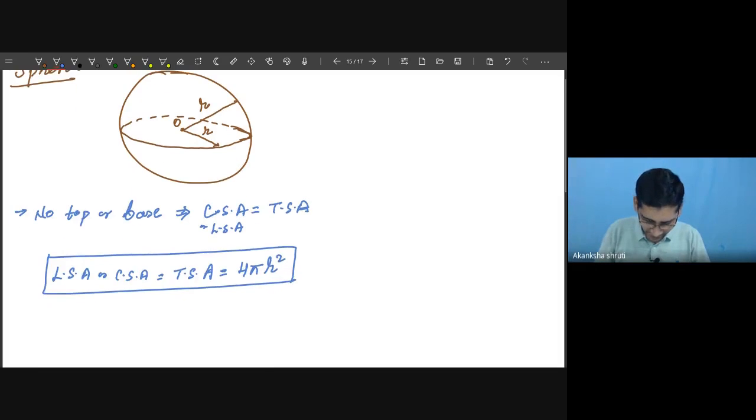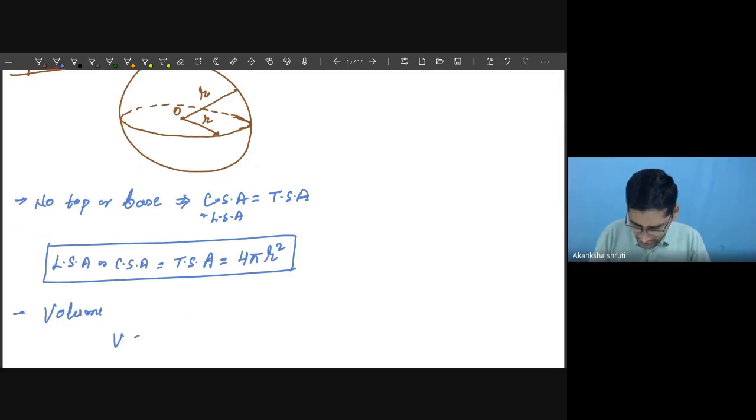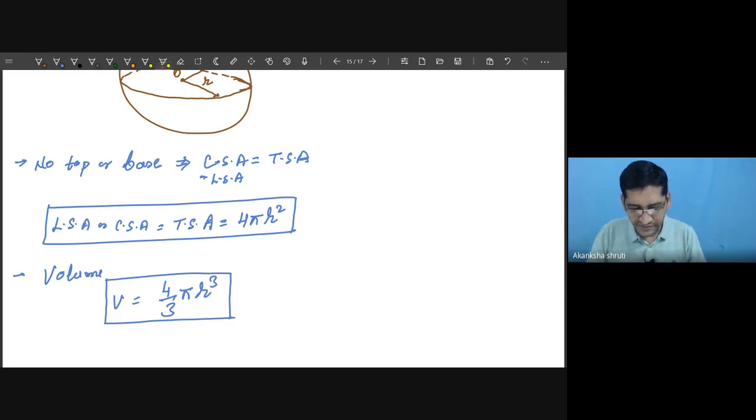Okay? And the volume calculation is done with the help of integration, and that you will learn in class 12. So volume is calculated by this formula, 4 by 3 pi r cube. Know the radius of this sphere and the volume can be calculated. Okay, students? So it's a very simple thing. So only two formulas for this. It's very easy.